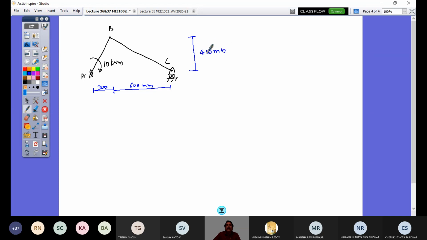Right? So this two bar mechanism shown in this figure is subjected to a couple moment 10 kilonewton meter at point A. Calculate the force P required. Now, where does force P come from? This is rotating this link AB, and BC is now going to have a motion, and that pushes this point C horizontally as there is a roller. So I require here a force P, which is in the horizontal direction, acting at this point in order to maintain this configuration dictated by these distances 300 mm, 600 mm, and this height 400 mm.